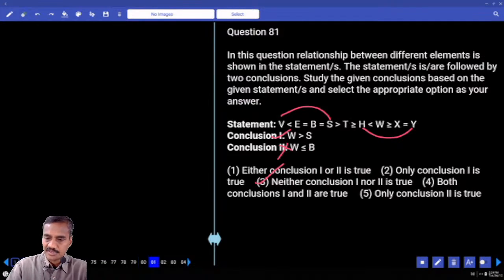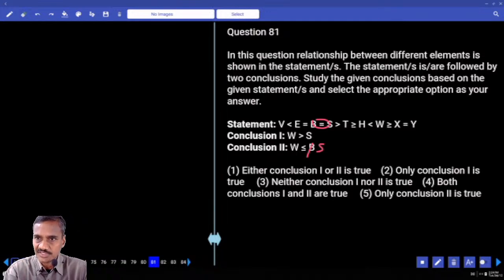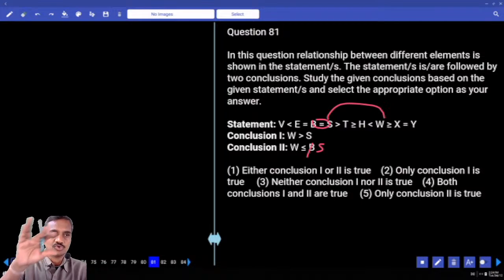Then 81, W and S. Now W and S: B equals S, and in this place I can write it as S. W greater than S, W lesser than or equal to S. All the 3 symbols were covered between these 2 letters. Hence, in order to be either-or, what is the primary condition? In the statement, there should be an opposite symbol. That means no relation.